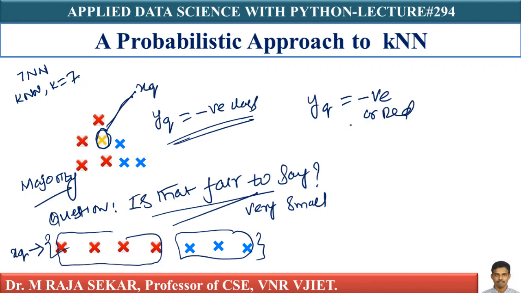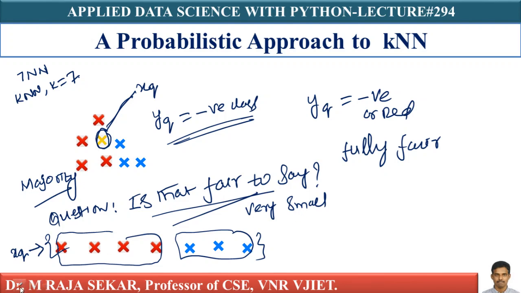Is it fair to say yq is a negative point simply with a simple majority vote? It does not seem fully fair. So instead of that, what if we give a probabilistic output? Let me give another motivation for why the probabilistic approach is better.